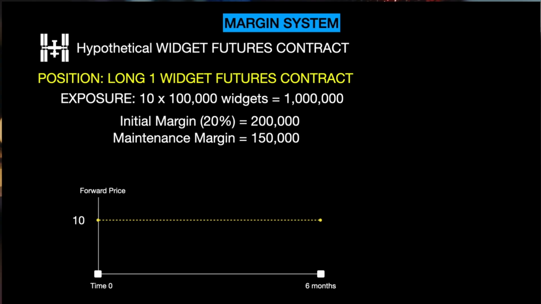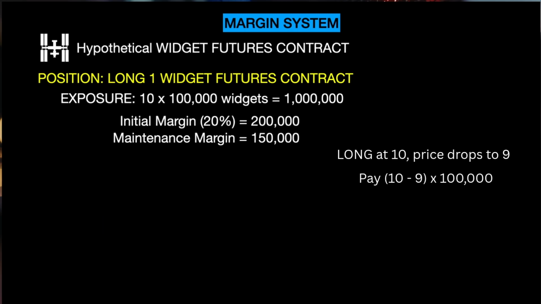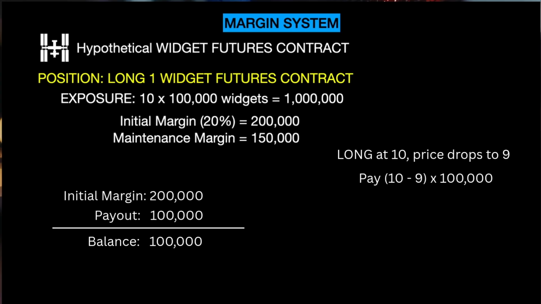Okay, back to our example. So here the price drops to $9, and since you were long at $10, you need to pay the exchange ($10 minus $9) times 100,000, or $100,000, from your margin account so that you can transfer that to whoever is the short of the position. So the notional position looks like this. This is the initial margin, and the payout is 100,000. So you're going to take out 100,000 from your margin, so your margin balance is 100,000.